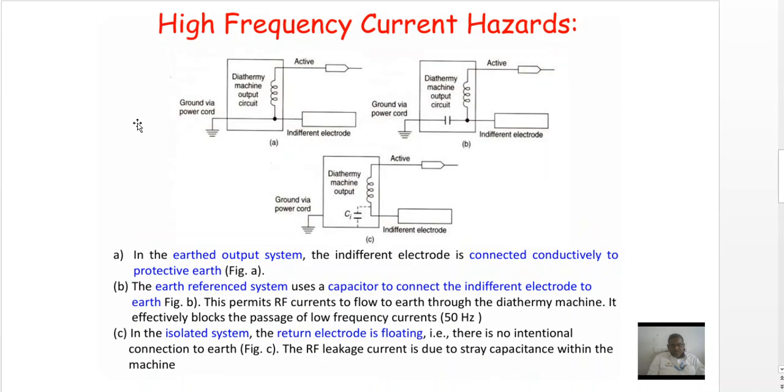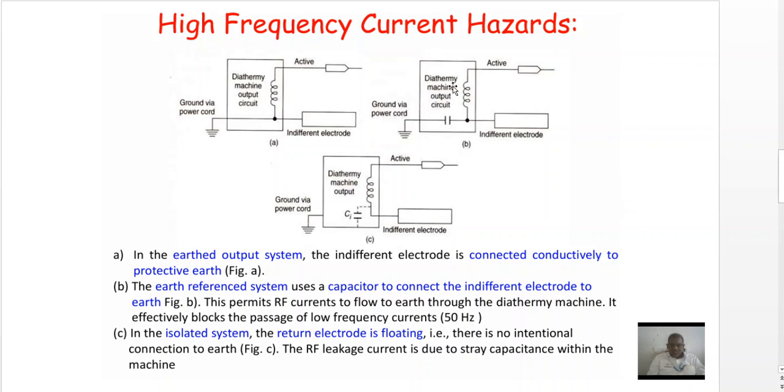This diagram explains the high frequency current hazard. This is the diathermy machine output circuit, which is connected to the active electrode placed on the tissue which is to be cut or coagulated. This is the indifferent electrode. Between the active and indifferent electrodes, the patient or tissue is present, and the machine is grounded via the power cord. This is for the protective measures.